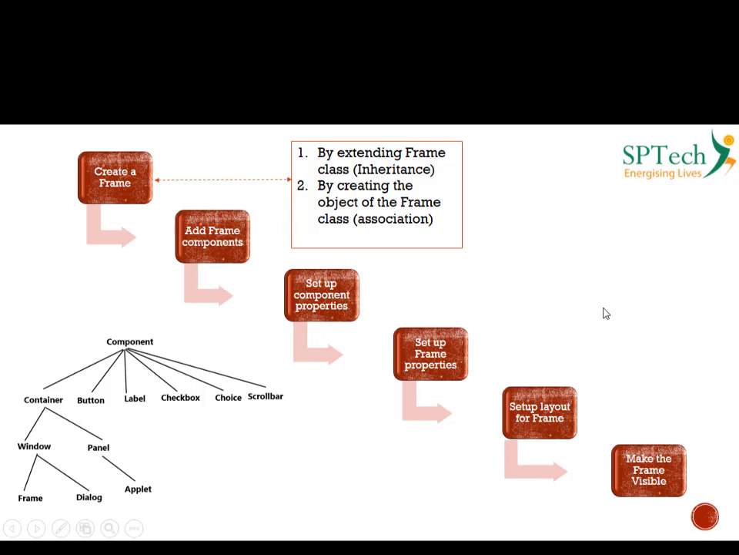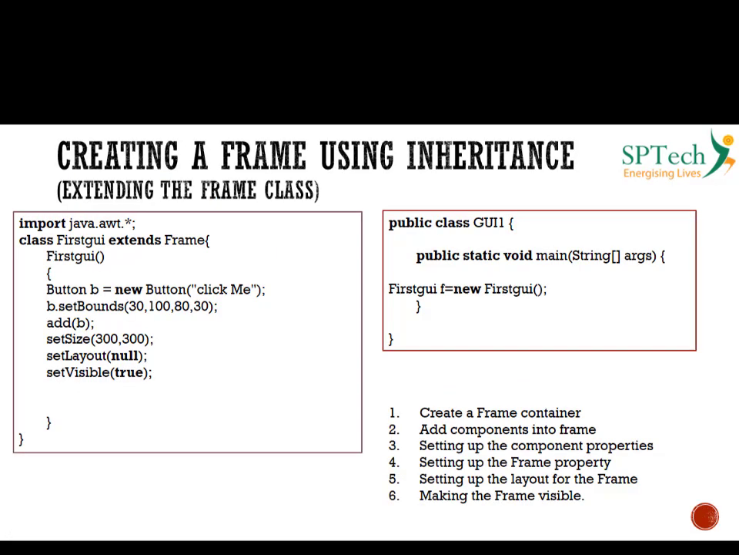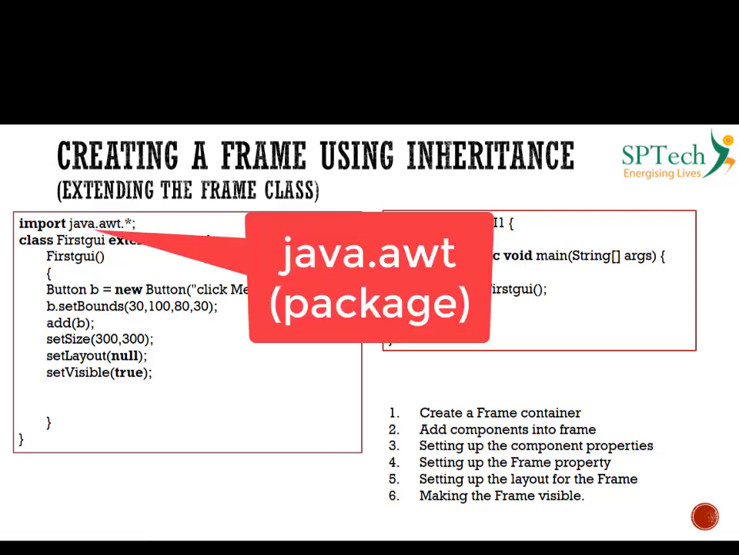Now how do you do it programmatically? That is what we are going to see now. The first thing is I am going to create a frame using inheritance. We call it extending the frame class. The first and foremost thing is you have to import the java.awt package. What is this java.awt package? It's a package which contains all those components which I have told you in the AWT hierarchy. Now import java.awt.*. This is used to import all the classes of the AWT package.